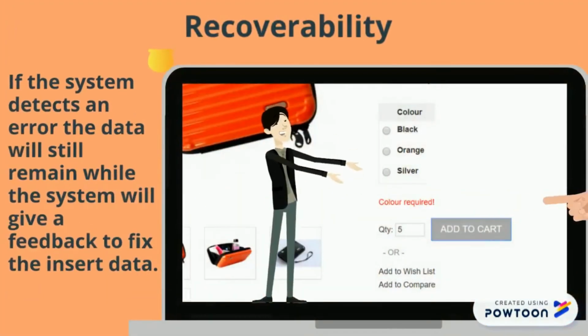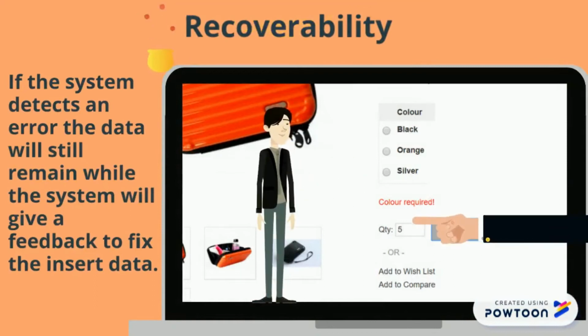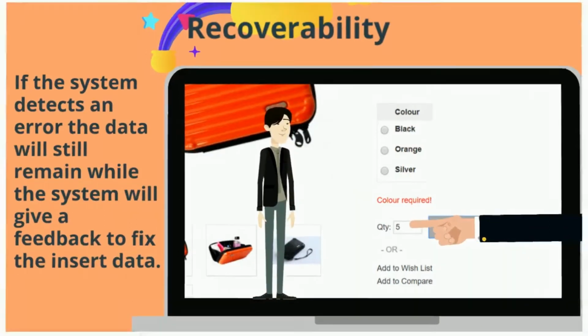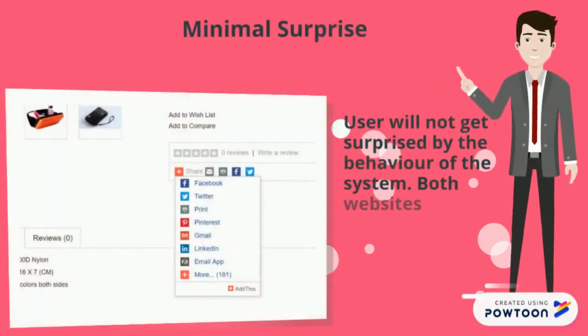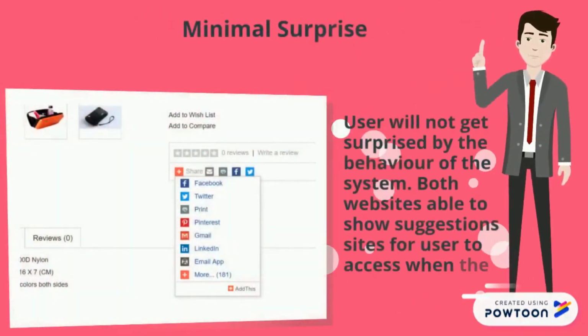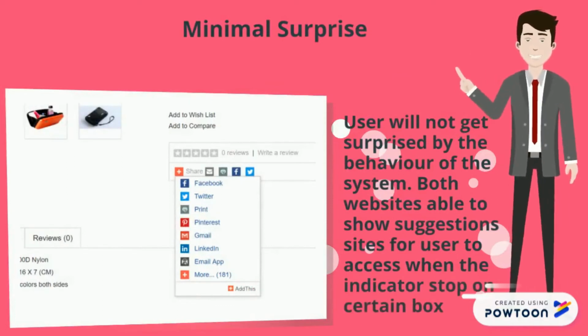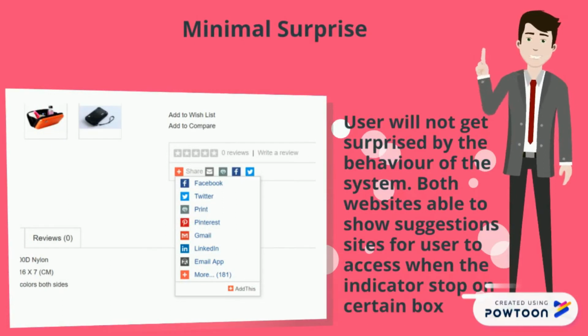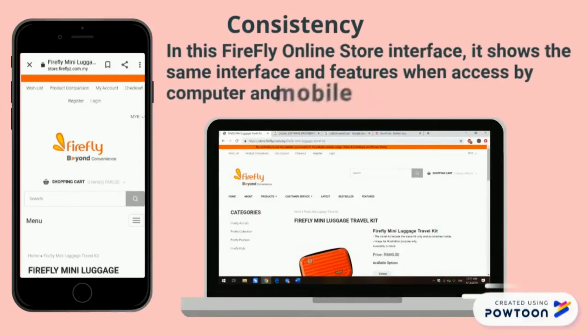Recoverability. In this Firefly online store interface, if the system detects an error, the data will still remain while the system gives feedback to fix the inserted data. Fourth, minimal surprise. The user is able to predict where to share the information on different media platforms, so the user will not be surprised by the behavior of the system. Consistency. The Firefly online store interface shows the same interface and features when accessed by computer and mobile phone.